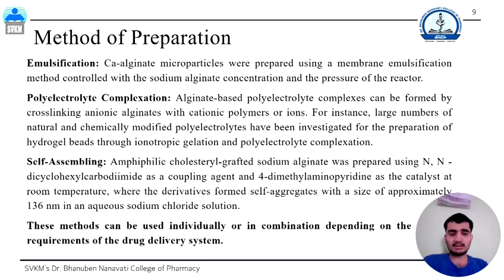The other methods of preparation may be emulsification, polyelectrolyte complexation, and self-assembling. Polyelectrolyte complexation is another common method in which it is formed by cross-linking anionic alginate with cationic polymers or ions. For instance, a large number of natural or chemically modified polyelectrolytes have been investigated for the preparation of hydrogel through ionotropic gelation and polyelectrolyte complexation. The methods can be used individually or in combination depending on the requirement of the drug delivery system.